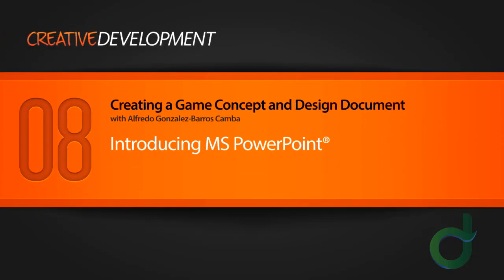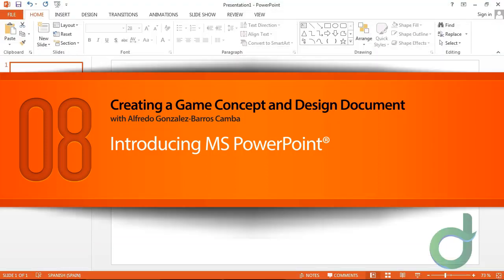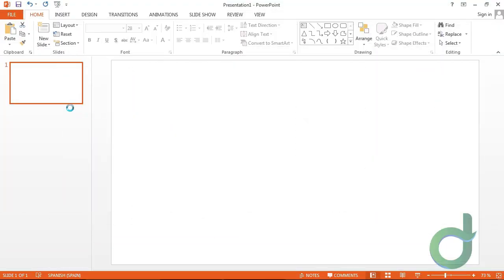In this lesson, we are going to learn how to use PowerPoint to create a pitch document. Okay, so now we are in PowerPoint, and as you can see, we have a blank document here, and this is what we are going to use to create our pitch document. So the first thing that we need to do is to use the background that we've already created.